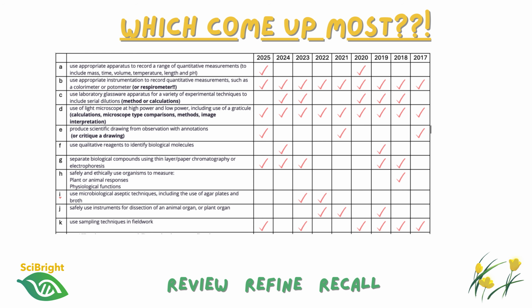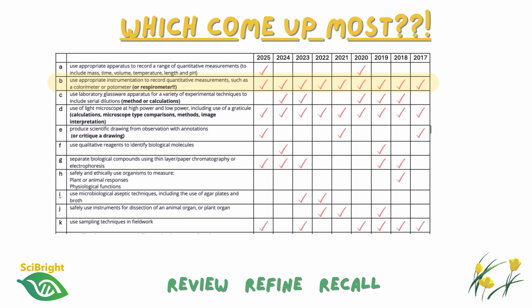And looking at this table, there are 3 practical skills that jump out as being assessed at high frequency. Firstly, B, using appropriate instrumentation to record quantitative measurements. Now, within the different types of instrumentation, the most common technique appearing was the colorimeter, and this was 5 times, often for calibration curves, sometimes for enzyme rate of reaction.